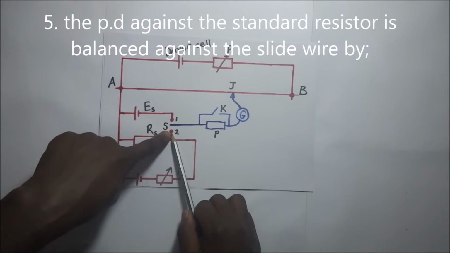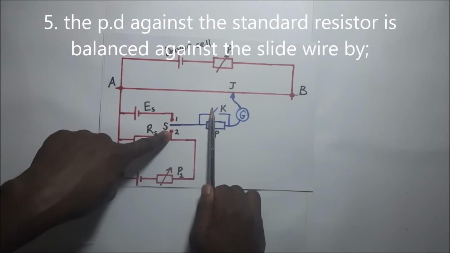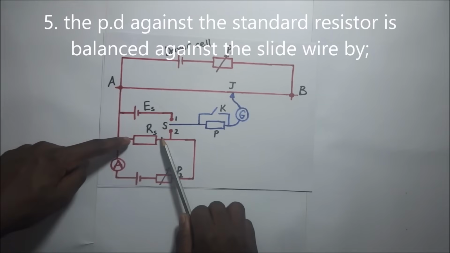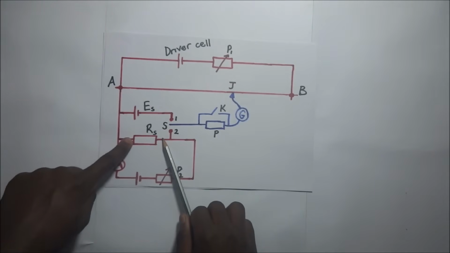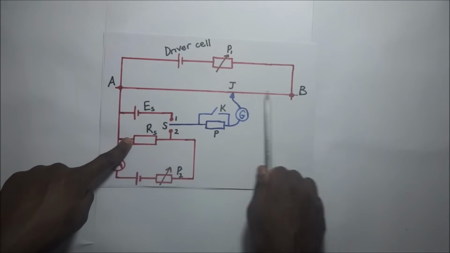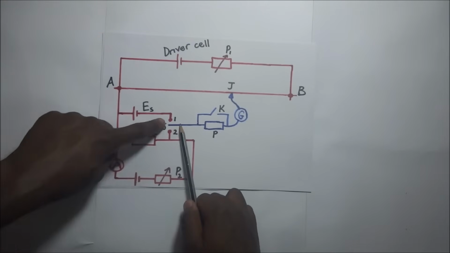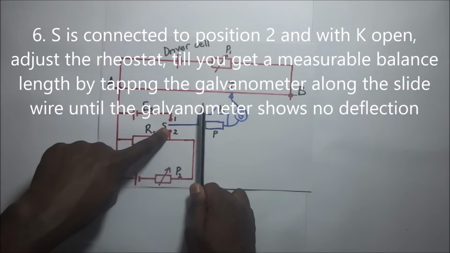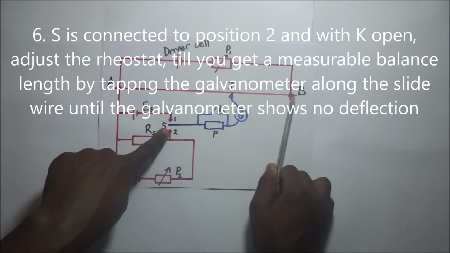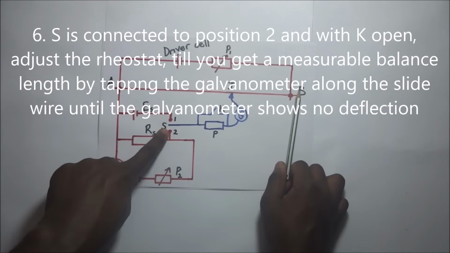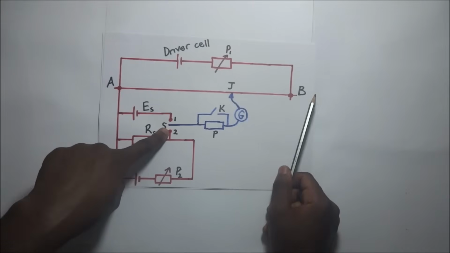When we connect S to position 2 with K open, it means that we are trying to balance the resistance of this standard resistor across the wire AB, this slide wire. So with S on position 2 while K is open, we'll go ahead and tap the jockey along the slide wire AB. Then we'll get an approximate balance length.